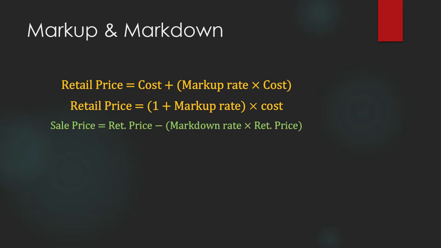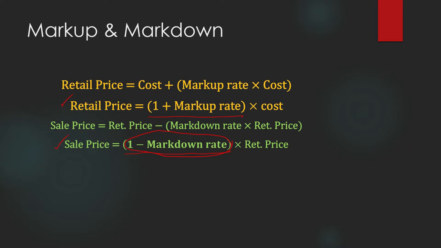Now, how about when we want to produce the sale price? So the sale price is equal to the retail price minus the markdown. And the markdown is equal to the markdown rate times the retail price. Now let us tweak this equation because the retail price here is a common factor. We can factor it out, and this is the result. Now compare the two, the retail price and the sale price. When we are setting a new retail price, our multiplier is greater than 1. But when we are computing for the sale price, our multiplier is a real number that is less than 1, because this is 1 minus the markdown rate.